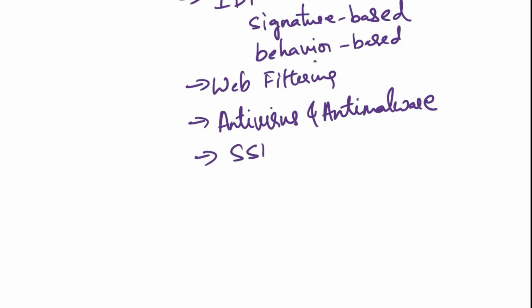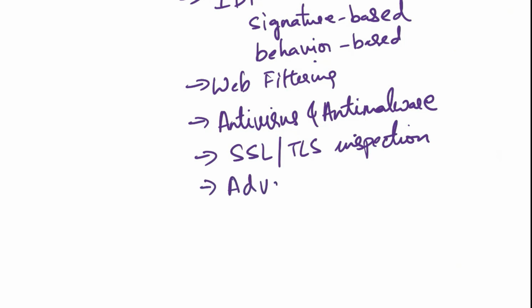Next is SSL and TLS inspection. Next generation firewalls can decrypt and then inspect the encrypted SSL TLS traffic to detect threats hidden within encrypted connections. This feature is crucial for identifying and blocking malicious activities in encrypted traffic. Next characteristic is advanced threat detection.